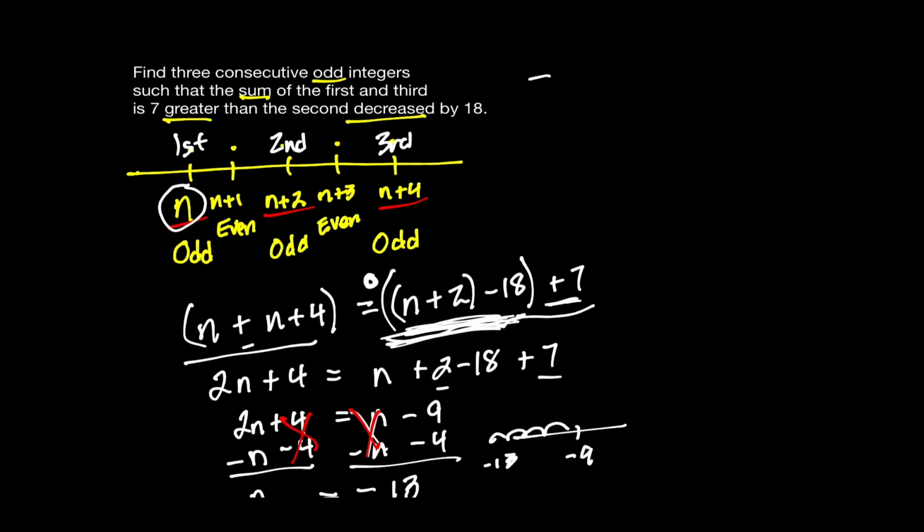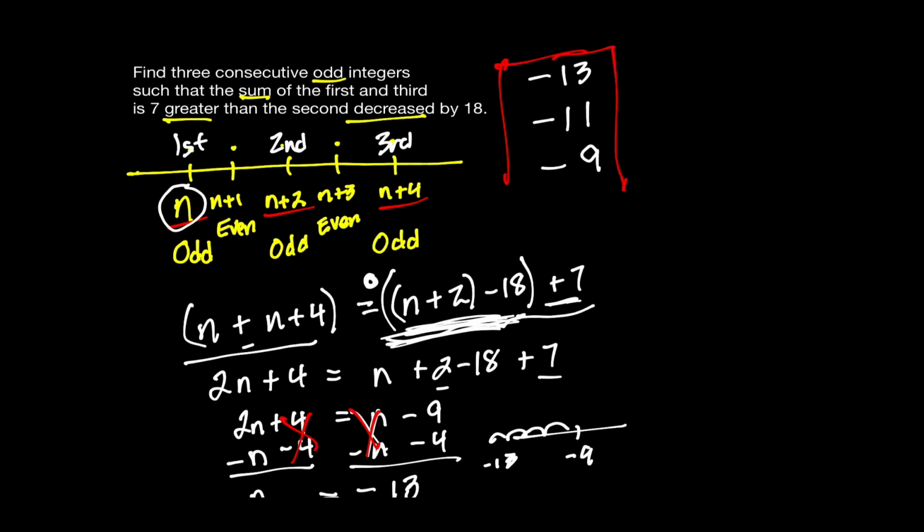So negative 13, the next odd integer would be negative 11. Again, remember, we're counting up in negatives, so it's not going to go 13, 15, 17, because we're increasing. So negative 13, negative 11, and negative 9 is our final answer.